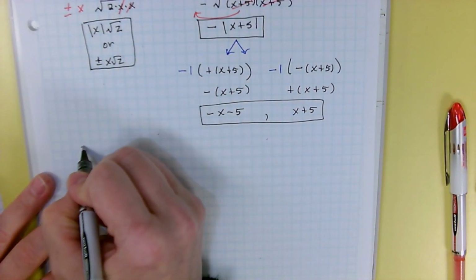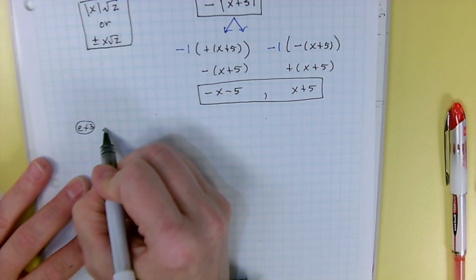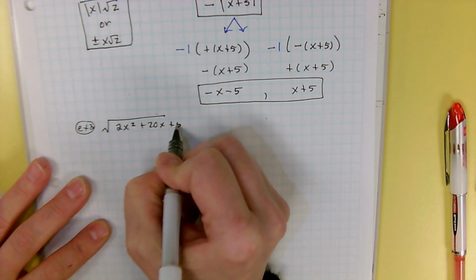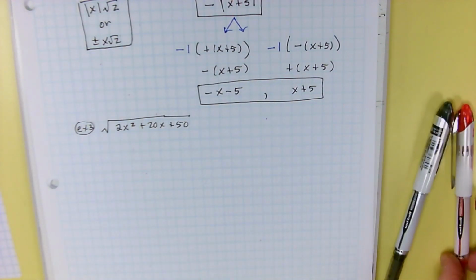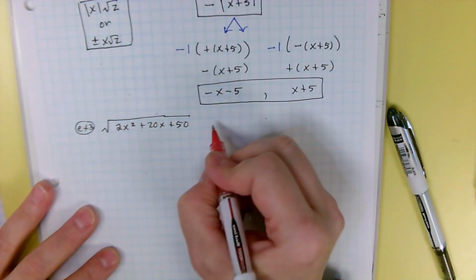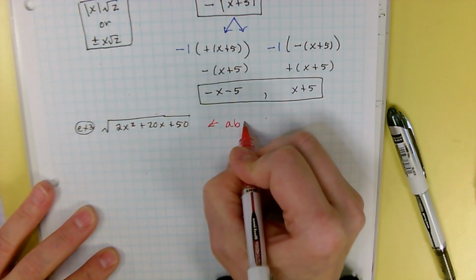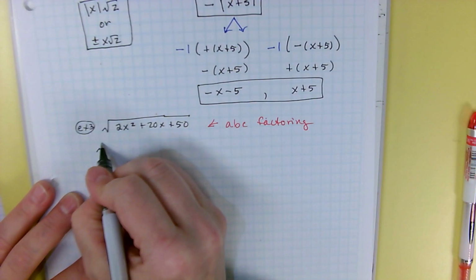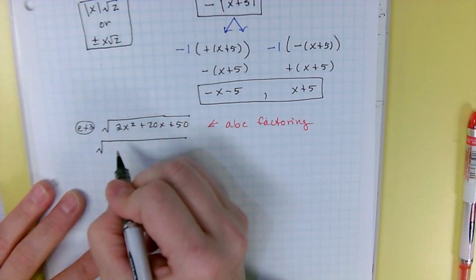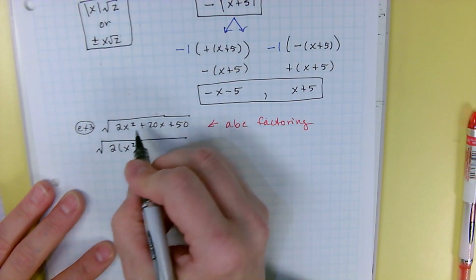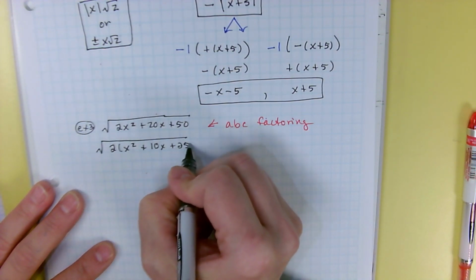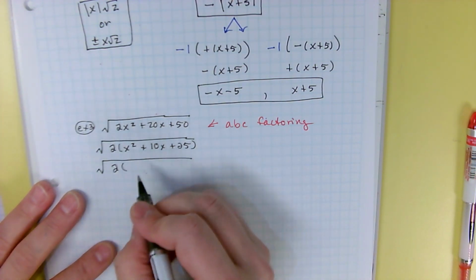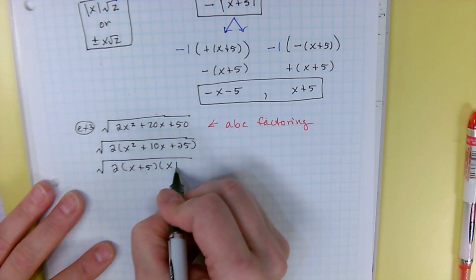Okay, example 3. Square root of 2x squared plus 20x plus 50. Now, in order to simplify a radical, it has to be factored. So this is regular ABC factoring. Out of a 2, a 20, and a 50, I can take a 2 out. That leaves me with x squared plus 10x plus 25. The 2 stays put, and then this trinomial factors into x plus 5 times x plus 5.